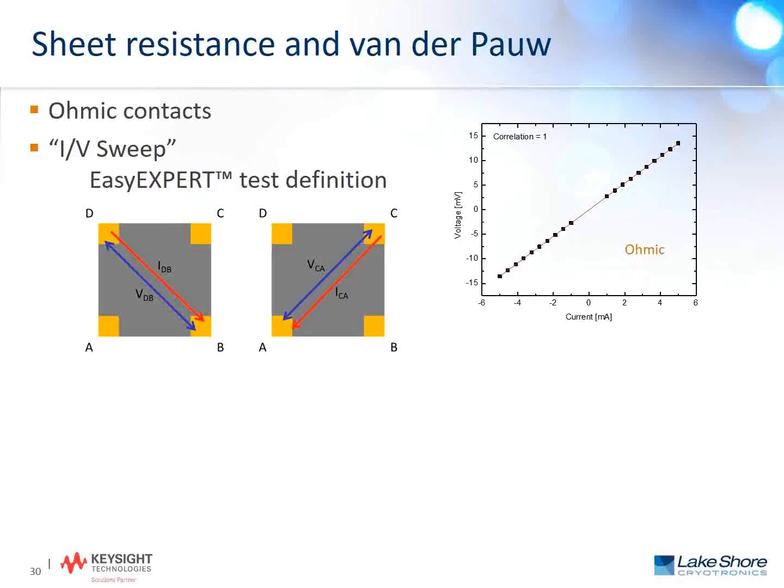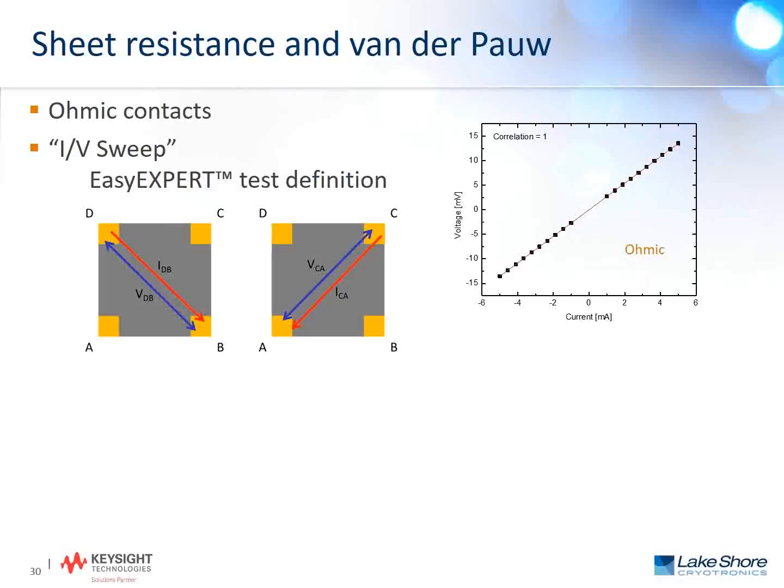And so this is the idea of adding an IV sweep where we basically source current from the corner-to-corner contact and measure the voltage along that same direction. So you use a built-in test definition to do that. And so what you see at the right there is the idea of an ohmic contact. And so using the Pearson's correlation there, we get a correlation of 1.